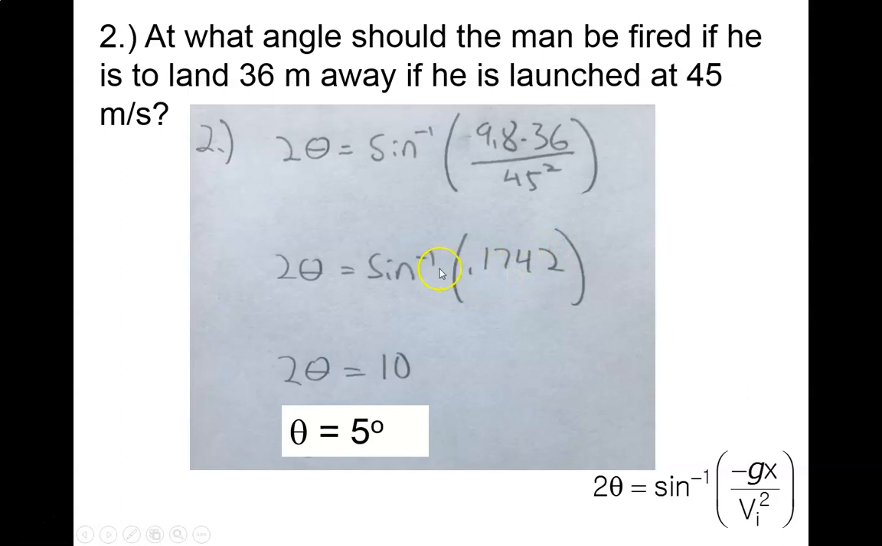Okay, then you use the second sine button, the second button on your calculator, more than likely. I mean, it may depend on your calculator, but more than likely that's what you'll do. So second sine, and then plug in that 0.1742, close parentheses, and then that'll give you 10, and then 2 theta equals 10, so theta equals 5 degrees.